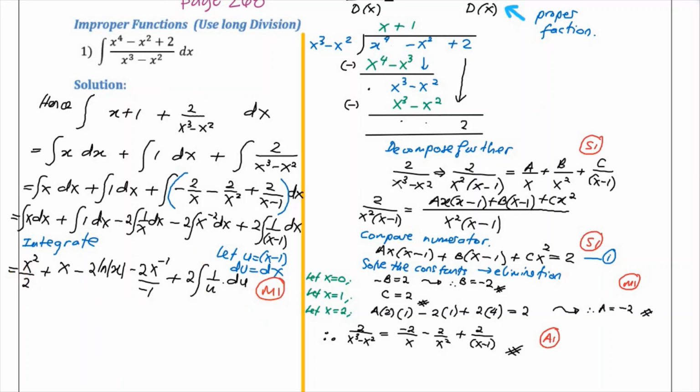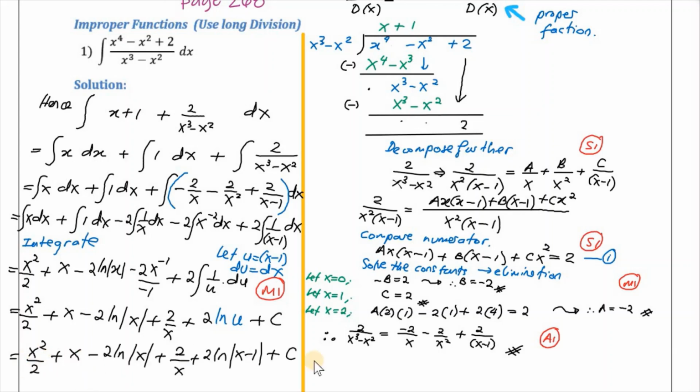Let me rewrite it back. Okay, so for this part, the integral of 1 on u du is ln u. Okay, you should write down like that, and then replace your u. Okay, so like this. So that will be your answer, your last answer.